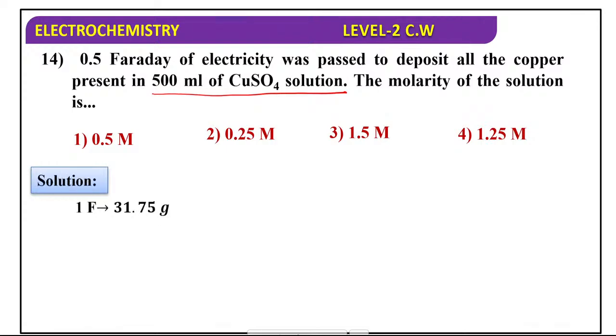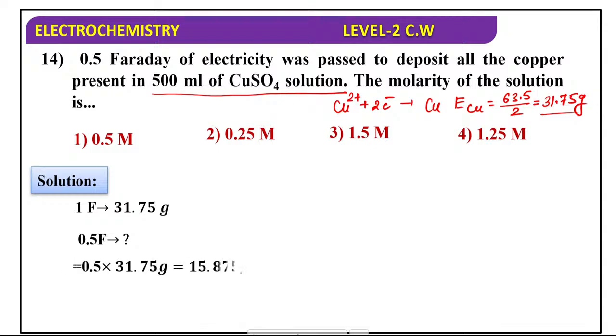So see, how do we proceed? You know, 1 Faraday of electricity is equivalent to 31.75 gram of copper, because in copper sulfate, copper 2 plus gains 2 electrons to give copper. So what is the equivalent weight of copper? 63.5 divided by 2. Okay, so it is 31.75 gram. So 0.5 Faraday will deposit 15.875 gram.